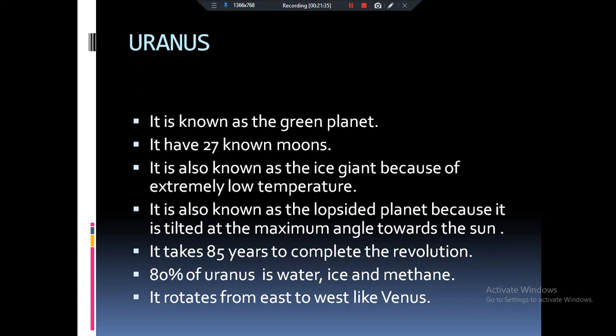Now coming to Uranus, which is the green planet of the solar system because it's green in color. It also has a gaseous surface as it is part of the Jovian planets. And also it takes 85 years to complete one revolution around the sun.